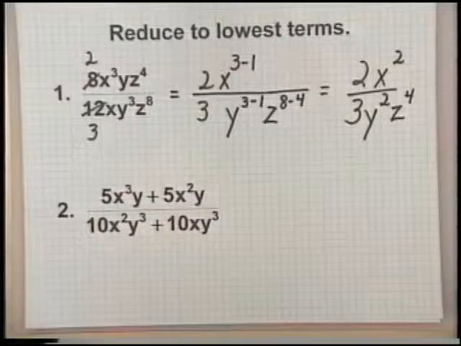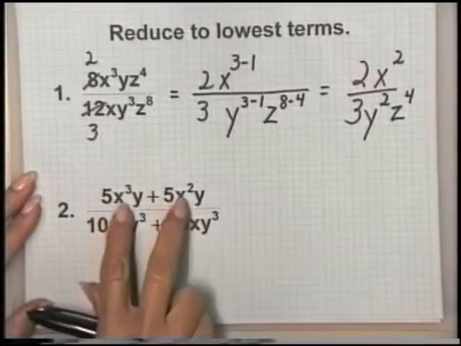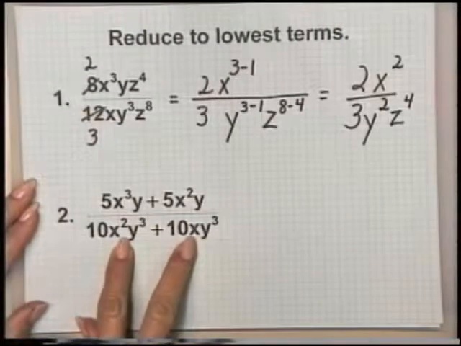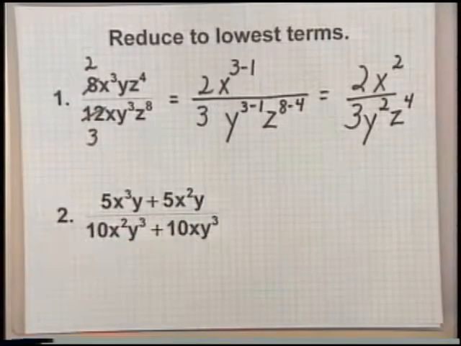Look at problem number 2. In my numerator, I have 2 terms. I have a binomial. In my denominator, I have 2 terms. I have a binomial. It is very important that we remember that the reduction property of fractions says that we may divide out common factors, not common terms. So to reduce fractions that have more than one term in the numerator or denominator, we first need to factor the numerator and denominator and then divide by common factors.